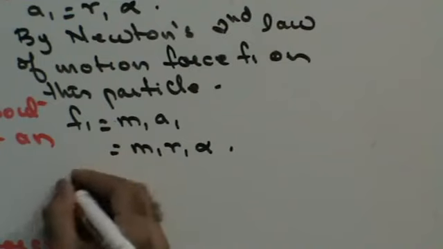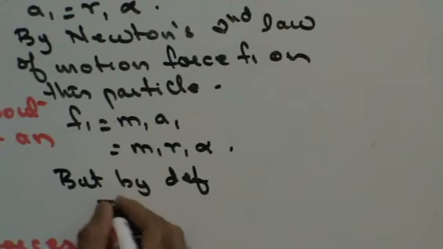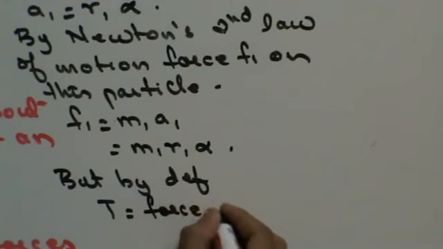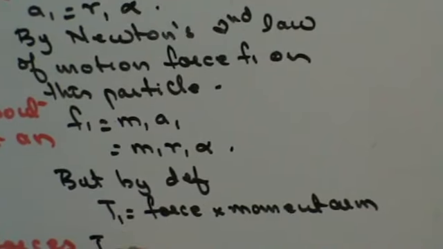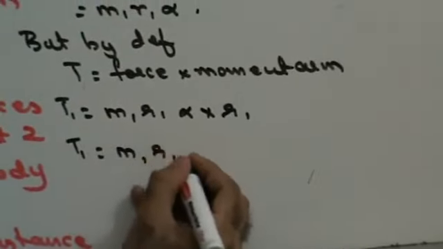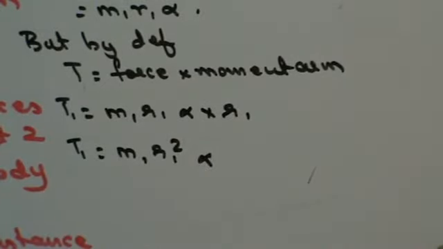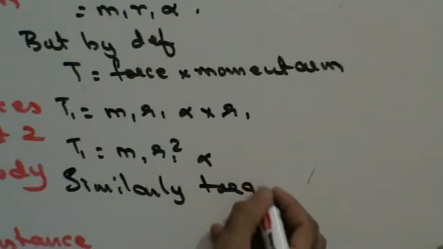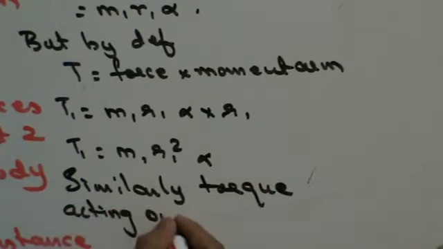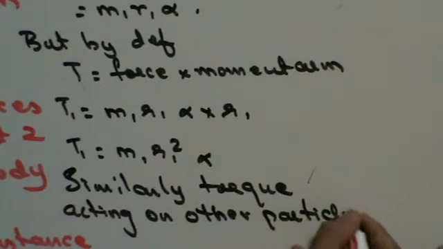But by definition, torque is nothing but force into moment arm. The perpendicular distance is called the moment arm. So torque T1 will be equal to the force, M1 R1 alpha, into the perpendicular distance R1. Therefore torque is M1 R1 square alpha. That is the torque acting on a particle. In the same manner, torque on other particles can be found.